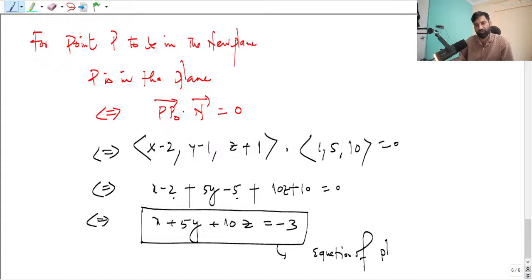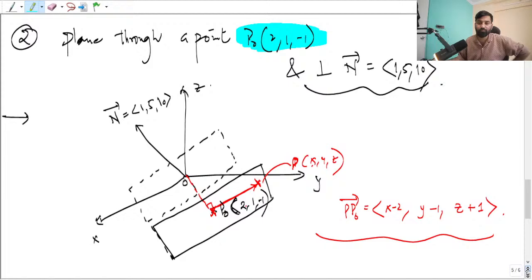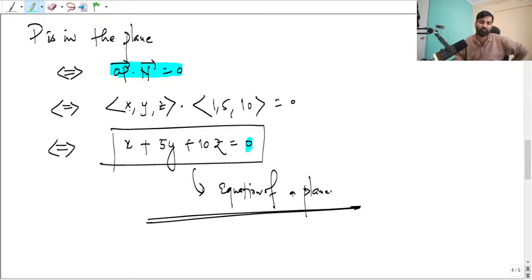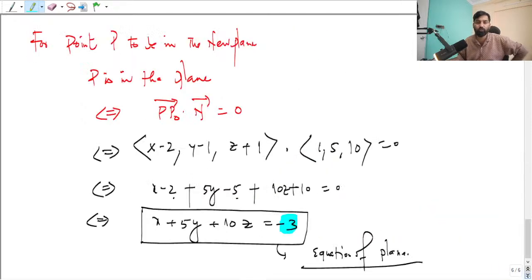Equation of a plane, but this time there is a right hand side also. Why is there a right hand side? Why is there a minus 3? Earlier it was 0. If you look back, when the plane was passing through the origin, the right hand side was 0, but the left hand side is the same.